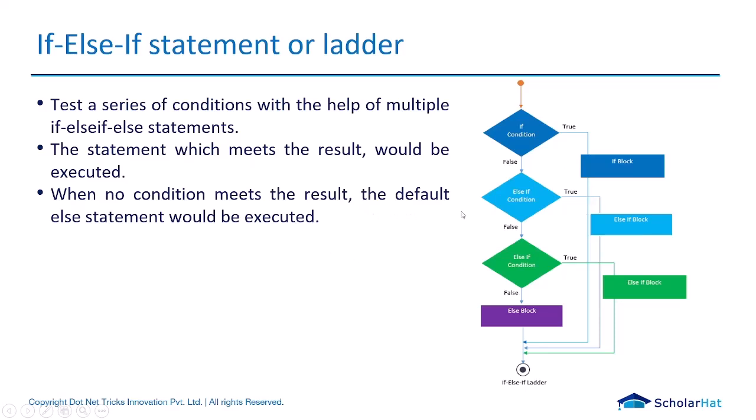When no condition is met, the default else statement would be executed, that we know. If none of the conditions are satisfied, then the else block at the last will be executed, because if these are all false, then else is going to be executed. This is what the if else conditions and ladder statements are.